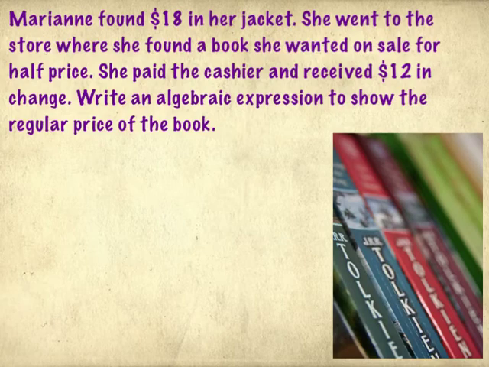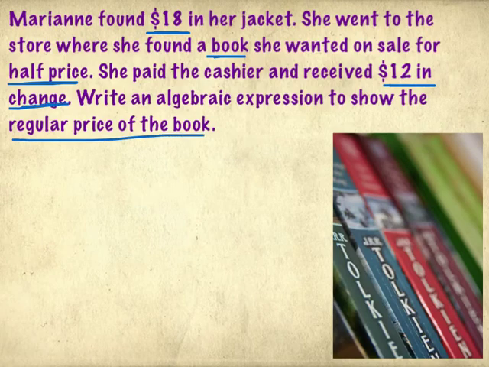So I'm going to pick out the important information here because there's a lot of garbage I don't need. So she started with $18. She went to the store. The book was on sale for half price. Book half price. She paid the cashier. She got $12 in change, and I want to know the regular price of the book.